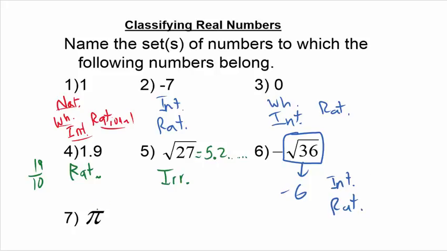And last but not least here with number 7, we'll talk about pi. Pi goes on forever, and it doesn't seem to have any sort of distinguishable pattern here. So this is also an irrational number like number 5 because it is a non-repeating, non-terminating decimal.